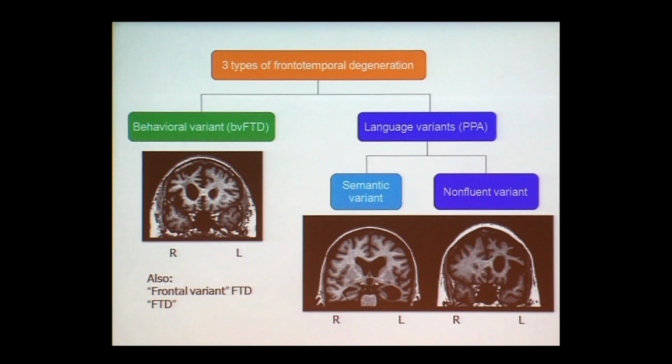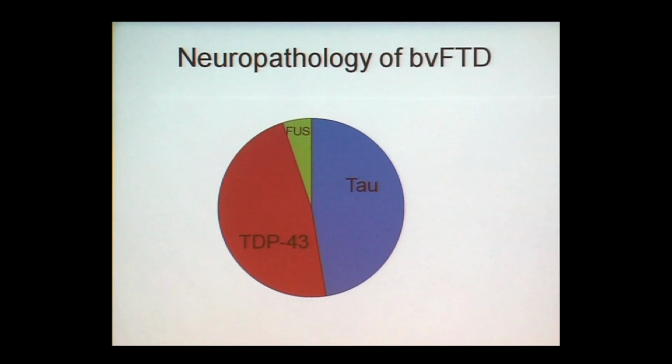So these are the three common forms of FTD. The most common one is the behavioral variant. That's what Dr. Seeley described a patient with earlier, and I'm just going to focus on this.